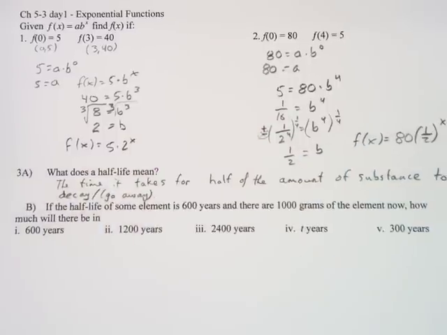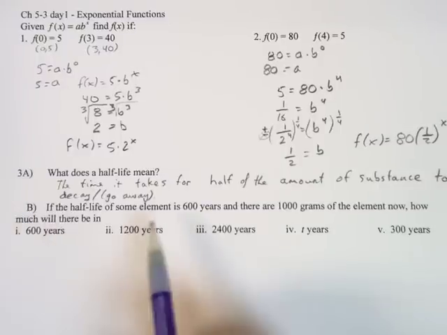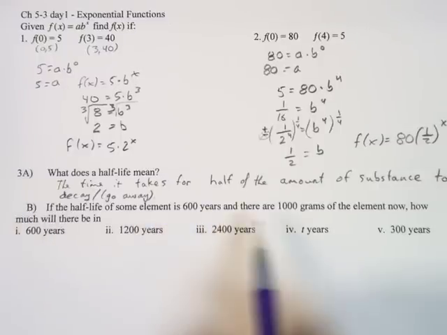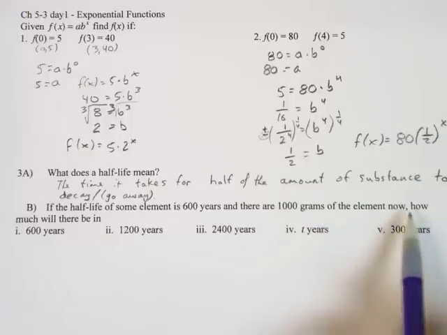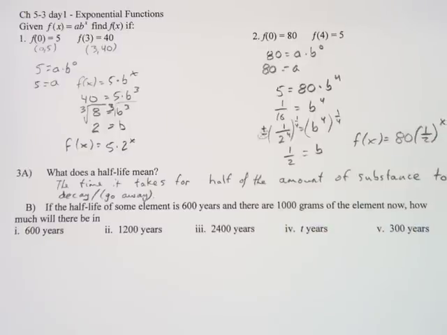So when you're looking at that, no matter how much you're starting with, the half-life is always the same for any particular material. It is that fixed amount of time, saying whatever amount you have, you're going to have half of it in that amount of time. So let's take a look at an example with this. The half-life of some element is 600 years. There are 1,000 grams of the element now. How much will there be in 600 years?